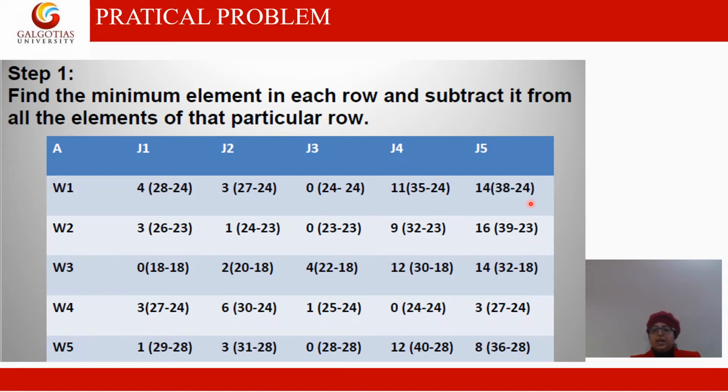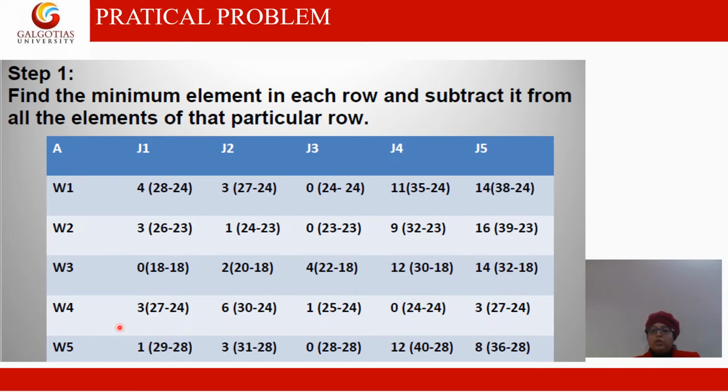Similarly, in the second row, we look for the smallest element, which is 23. So 23 will be subtracted from the other elements of that row: 26 minus 23, 24 minus 23, 23 minus 23, 32 minus 23 and 39 minus 23. Then we write down the answers. After that, in the third row, the smallest element is 18. So 18 minus 18 is 0, 20 minus 18 is 2, 22 minus 18 is 4, 30 minus 18 is 12, and 32 minus 18 is 14.